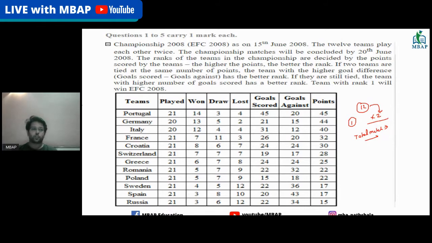So let's say if I see Portugal here, Portugal is the first team. He's going to play a match with the other 11 teams. The total number of matches will be how much? Believe me, there are only 12 teams. Each of them, my question is, is playing how many matches? 11 matches. The final answer is how much?